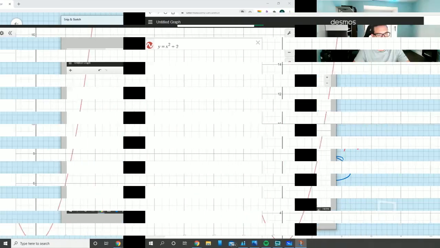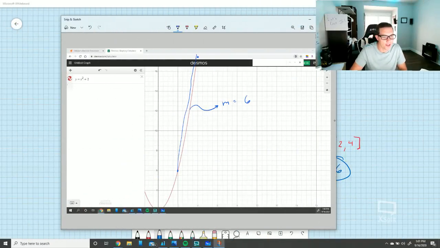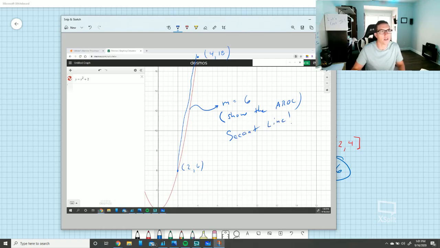Oops, sorry, I don't have the monitor up. So if I were to go from 2, 6 to 4, 18, this blue line that connects the dots would have a slope of 6. And this blue line would show the AROC. And this blue line has a very special name called the secant line.